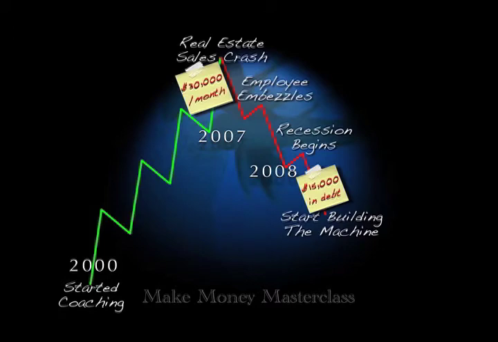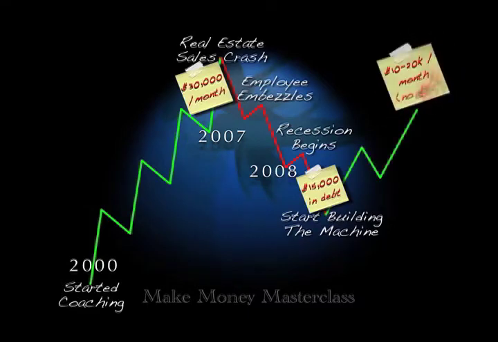So at that moment, I started building the machine, and things started to get better. They started to improve until I reached about $10,000 to $20,000 a month in consistent income. And now, of course, we're in 2010, if you're watching this just after I made it. So that's where I am basically at this point. That's where I am now.